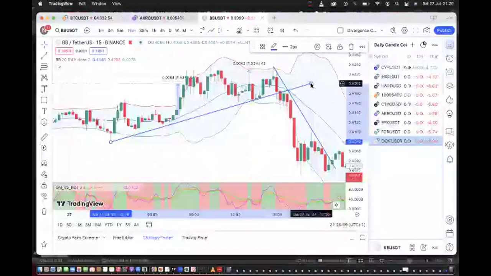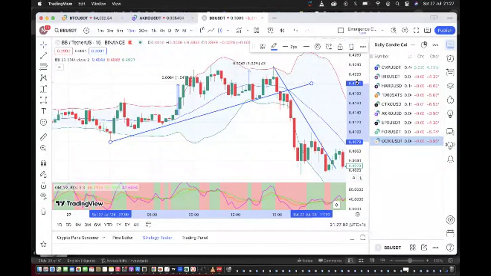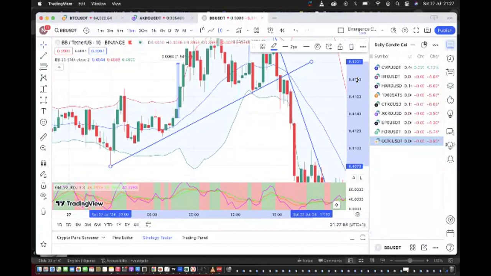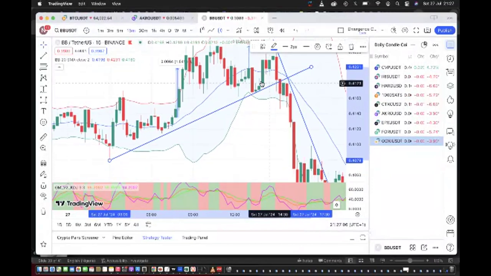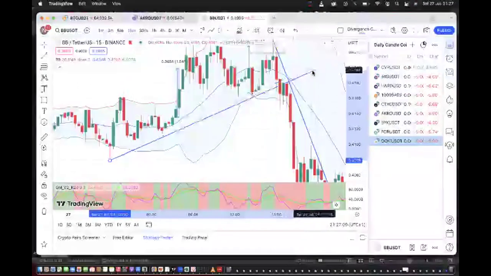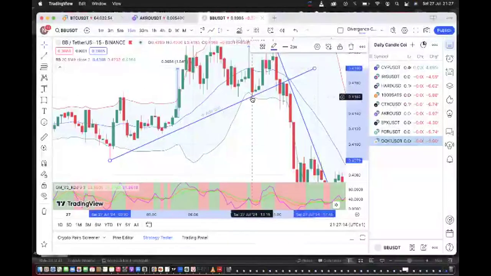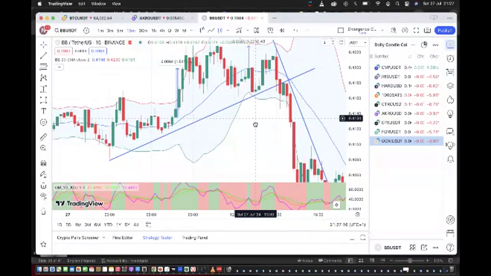But when you are placing it, make sure it's on the edge, on the wick, on the edge of the candles, okay? Oh, look, there's a wick here. So we're going to place it on that wick. You can see this candle had a wick here below. So we're going to place it on that wick.